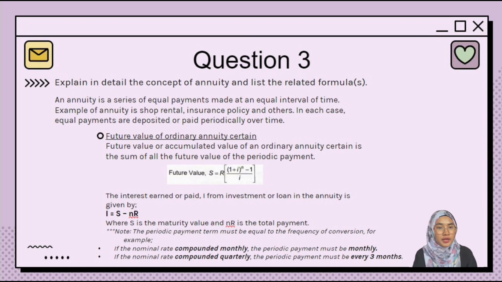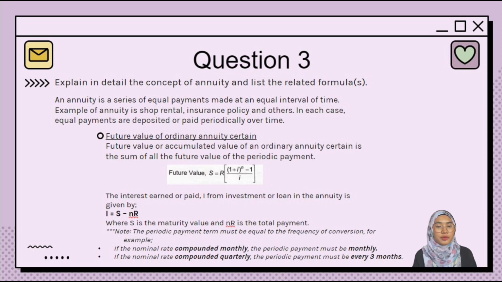Question 3. Explain in detail the concept of annuity and list the related formulas. An annuity is a series of equal payments made at an equal interval of time. Examples of annuity are shop rental, insurance policy, and others. In each case, equal payments are deposited or paid periodically over time.